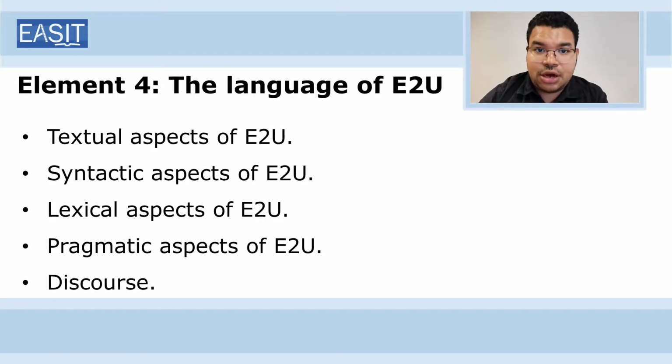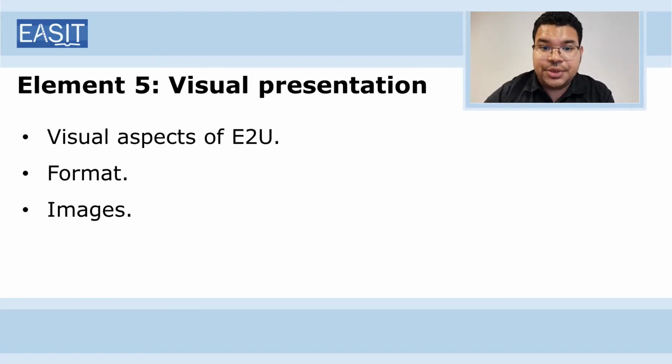The fourth element covers the linguistic aspects of ETU. We talk about textual, syntactic, lexical, and pragmatic aspects of easy to understand language, focusing on easy to read and plain language. We also cover the discourse of ETU. Here we look into intertextuality, previous knowledge of the target groups, and text types. The last element, the fifth element, covers the visual aspects of ETU. We go into format aspects and the use of images when creating content in easy to read and plain language.